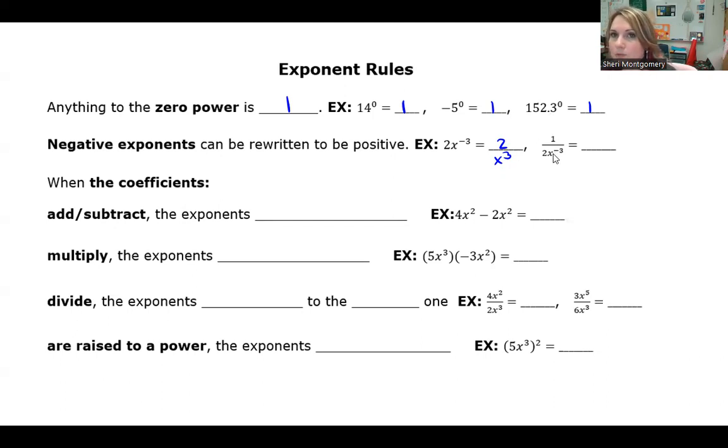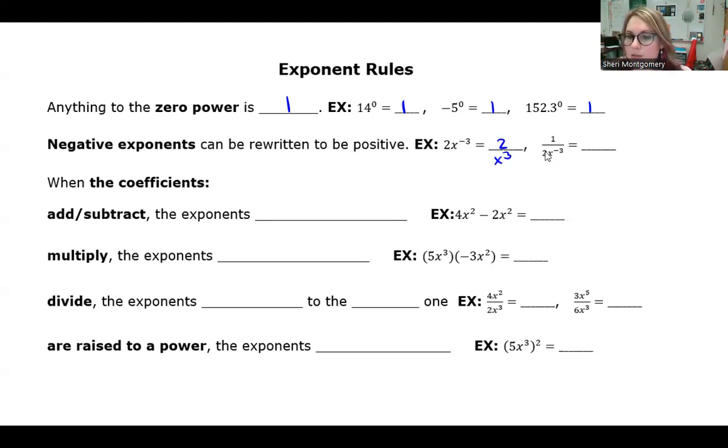The second example, see how there's a negative exponent? It's in the denominator. So what we're going to do is rewrite it in the numerator. And so again, for this one, the negative exponent is only attached to the x. It's not attached to the 2. It would have to have parentheses.